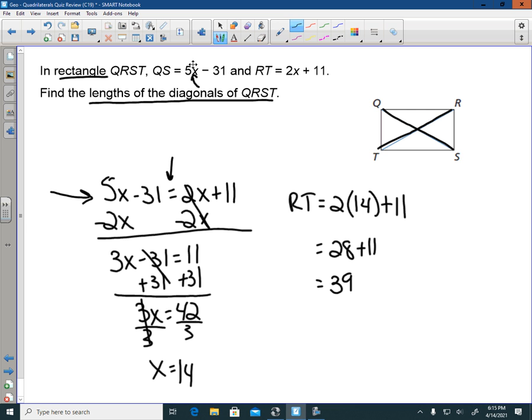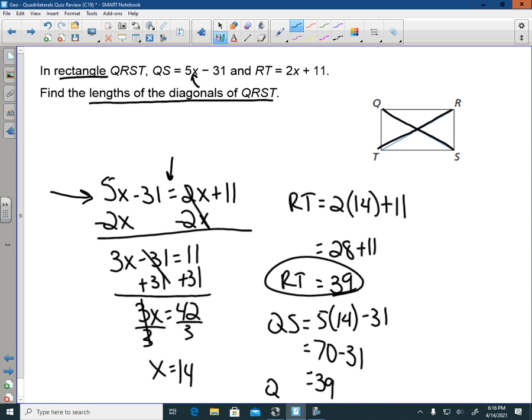Well, let's just check to be sure we're right. QS has got to be the same thing. So QS is 5 times 14, because that's the value of x, minus 31. Well, this one's a little bit more complicated, but we can still do it. 14 times 5 is 70. Minus 31, I think, is going to be 39. Yep. So we know that RT is 39, and QS is also 39, and that checks out because in a rectangle, the diagonals are congruent.